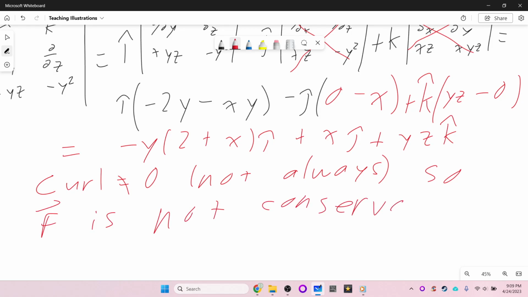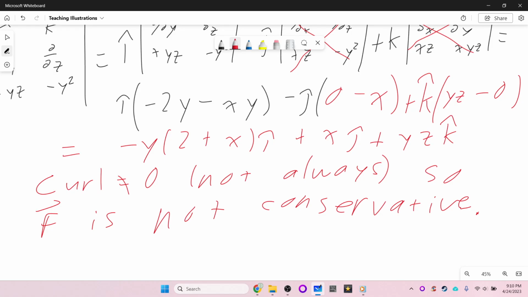We said that in two dimensions, a conservative vector field is one where the two-dimensional curl is 0. Well, we just carried that over to three dimensions. If the curl is non-zero, then it's not conservative. And that has the same implications, that the integrals would depend on the path.